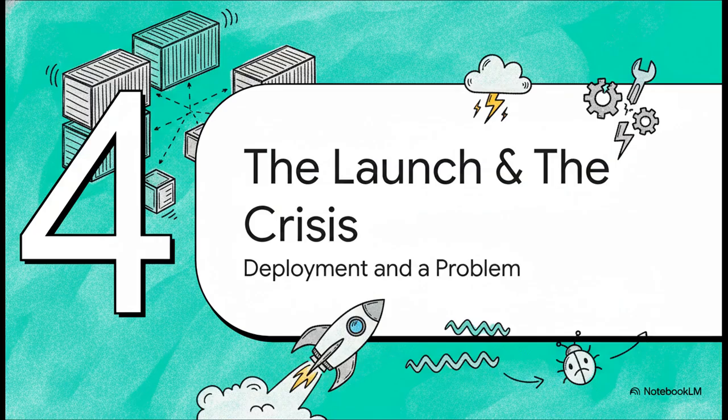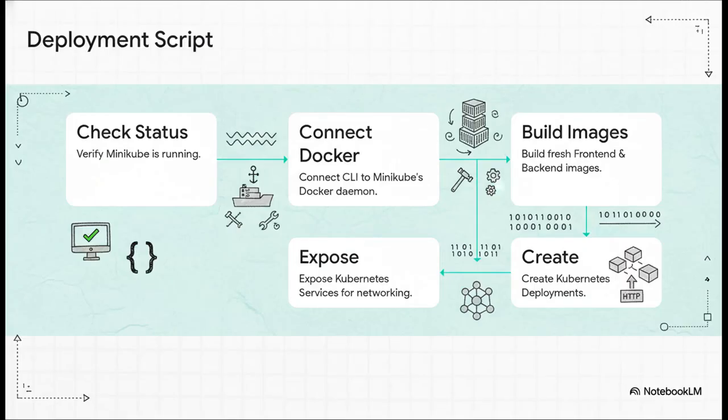All right, this is it, the moment of truth. Our containers are built, our Kubernetes cluster is running, it's time to launch. But as any engineer will tell you, the first launch rarely goes off without a hitch. Now, to do this right, we're not just typing commands manually. We've got a PowerShell script that automates the whole thing. It checks if Minikube is running, points Docker to it, builds new images, and then applies our Kubernetes files to create the deployments and the services that let them talk to each other. This is how it's done in the real world.